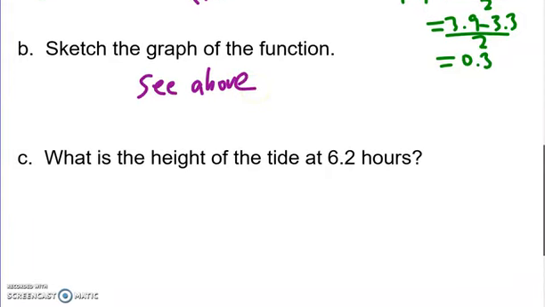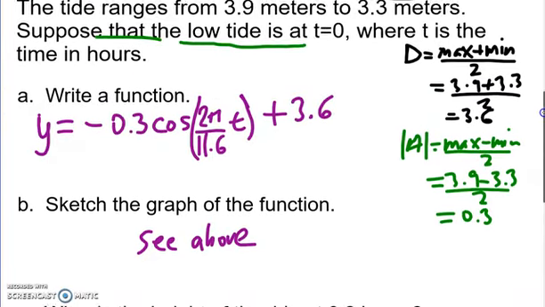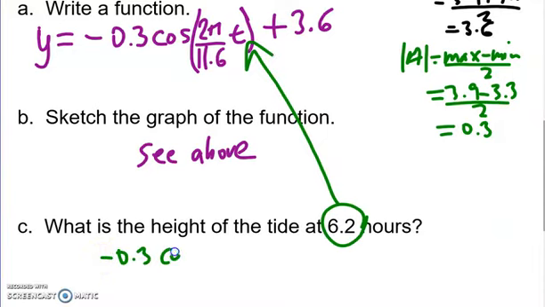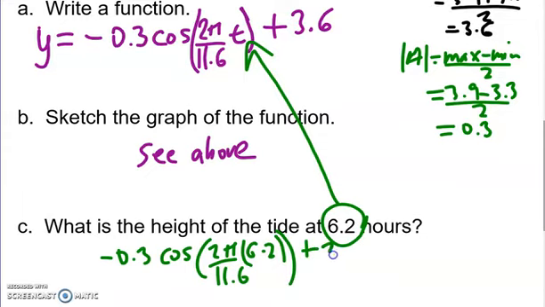Okay, and then what is the height of the tide at 6.2 hours? So we would plug that in. We would plug 6.2 into this thing here. So we have negative 0.3 cosine 2 pi over 11.6, put 6.2 in there, and then plus 3.6. And that would give us a y value.